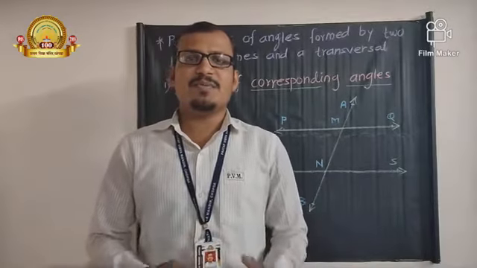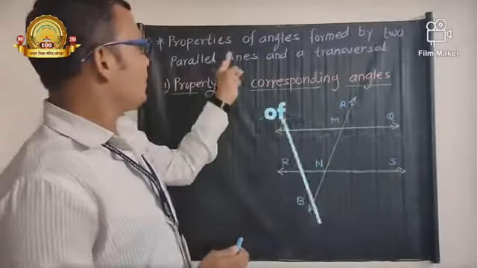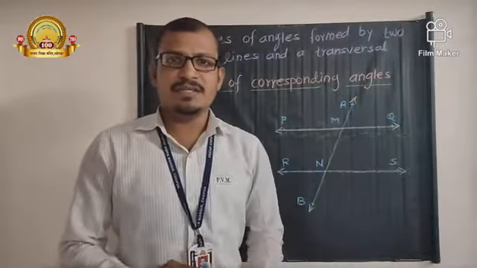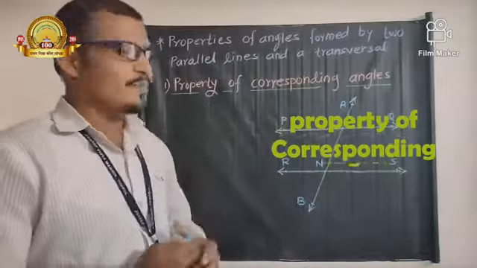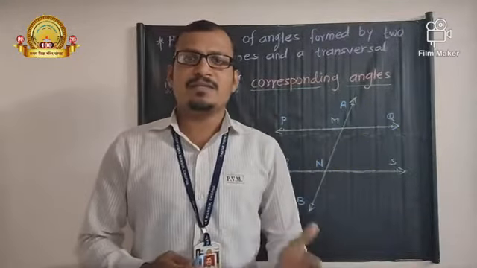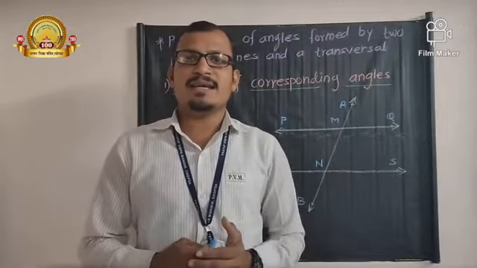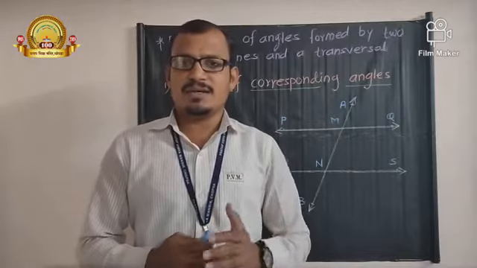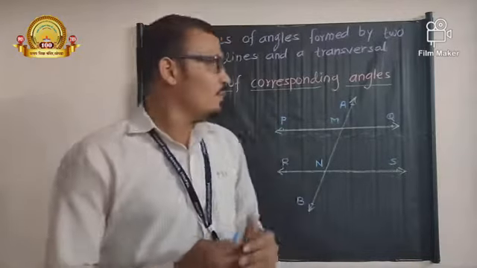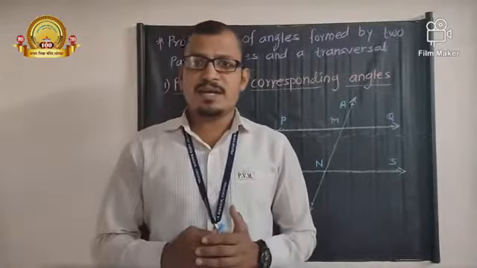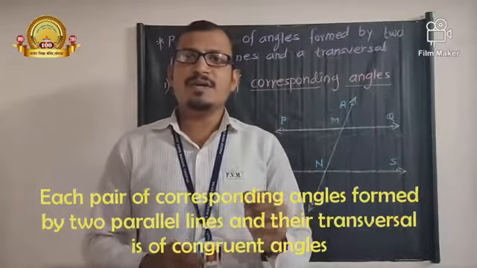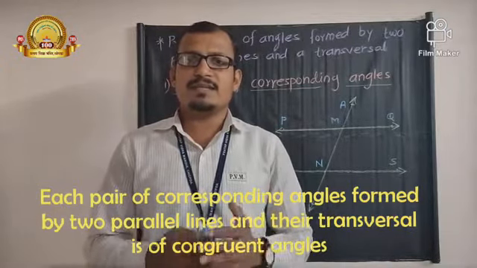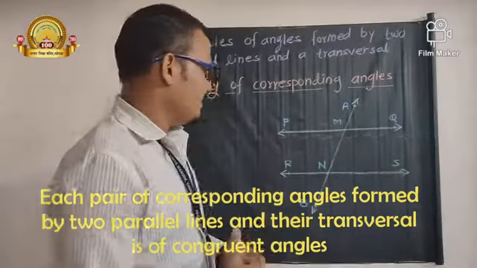Let's study the next topic of our chapter, the properties of angles formed by two parallel lines and a transversal, in which the first one is the property of corresponding angles. Friends, we know that when two lines are intersected by a transversal, the angles in the matching corners are called corresponding angles. Now, what is the property of these corresponding angles? Each pair of corresponding angles formed by two parallel lines and their transversal is congruent.